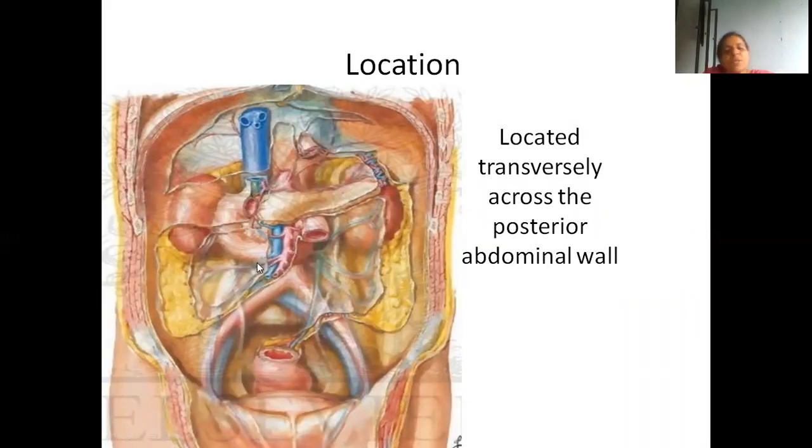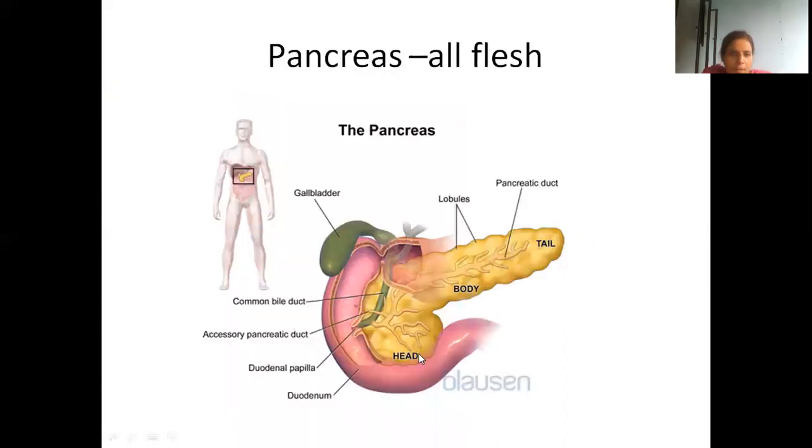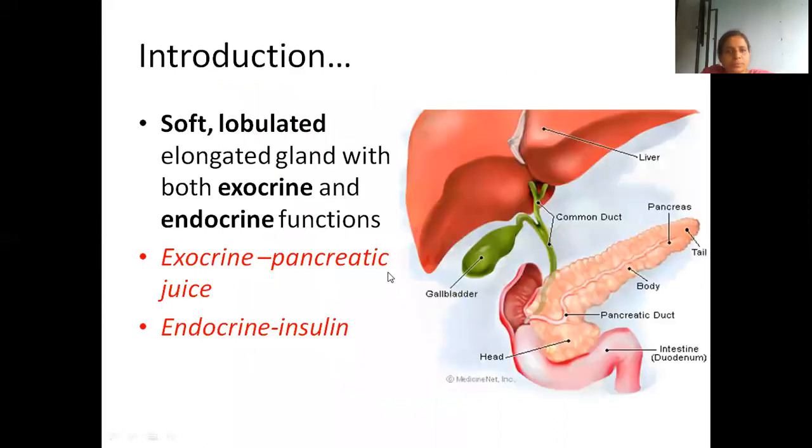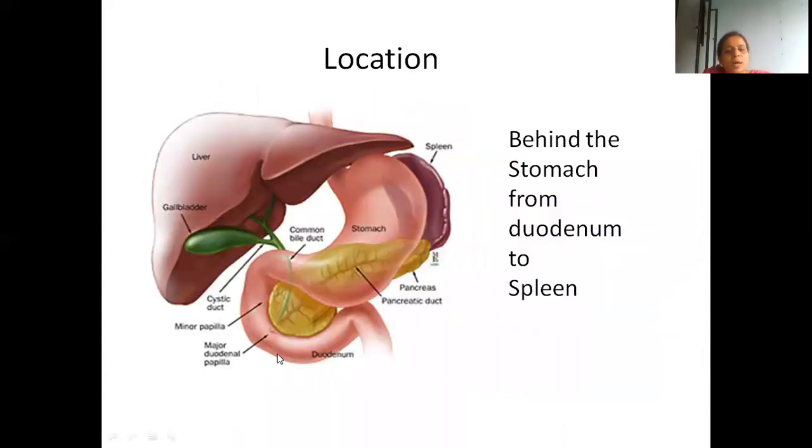So we will see now where it is situated. If you remove some of the abdominal organs like intestines, within the C fold of duodenum you will see the pancreas located transversely, across the posterior abdominal wall. It is a soft lobulated elongated gland. It has both exocrine and endocrine function. The exocrine part produces pancreatic juice. The endocrine part produces the hormone insulin.